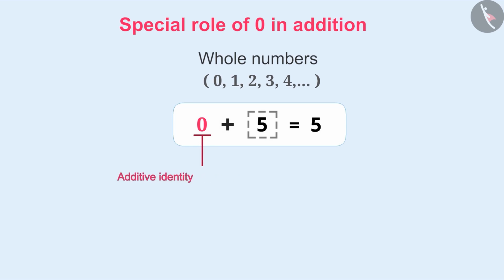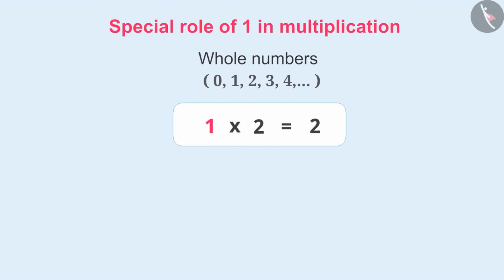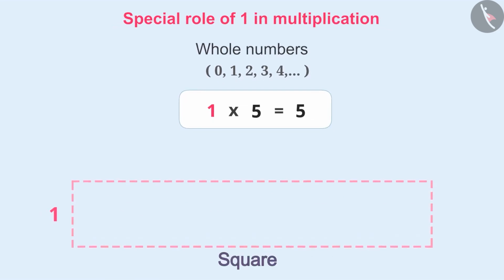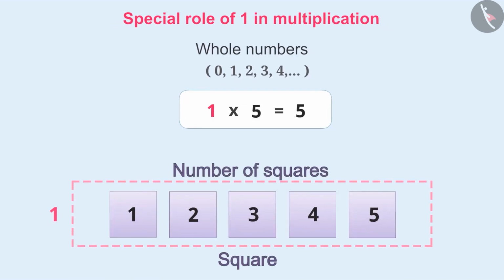0 is the additive identity, or even called an identity element, or simply identity. We can see something similar in multiplication too. If any whole number is multiplied by 1, that means if there are 5 squares in a row, then the total number of squares is obtained by multiplying 1 and 5, which is 5.